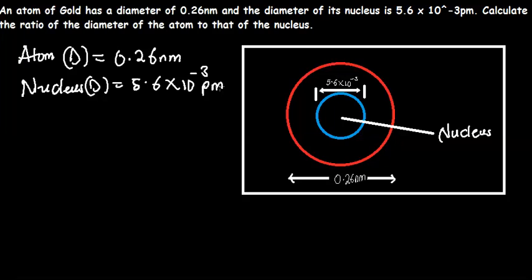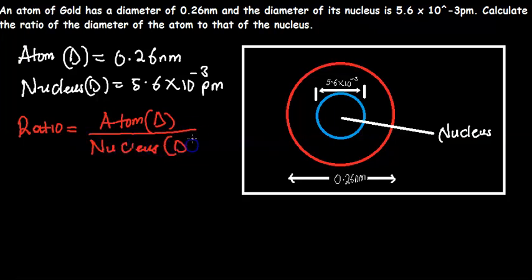So for us to calculate this problem, this is the formula we are going to use, since we have to calculate the ratio of the diameter of the atom to that of the nucleus. So the ratio is going to be what? We are going to bring the atom diameter and we are going to divide it by the nucleus diameter.